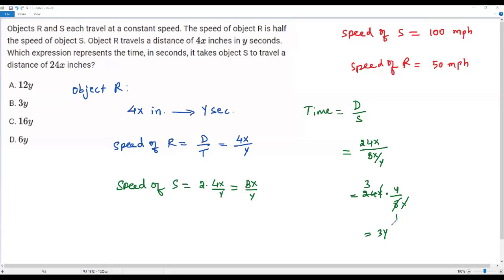So that is 3y seconds, because the time in the given information is in seconds. So the time we got for object S to travel 24x inches is 3y seconds. We find 3y in answer choice B. So the correct answer choice for this question is B.